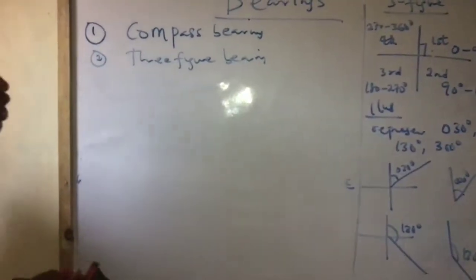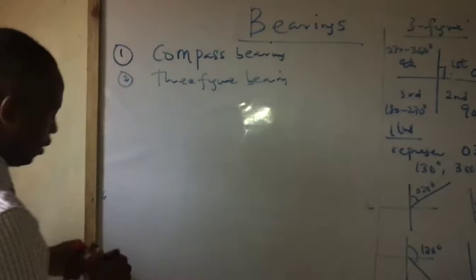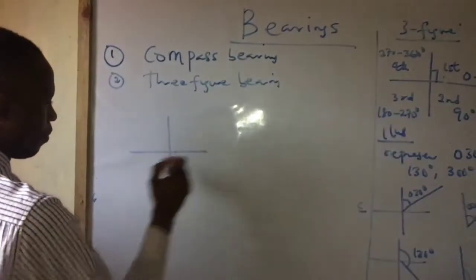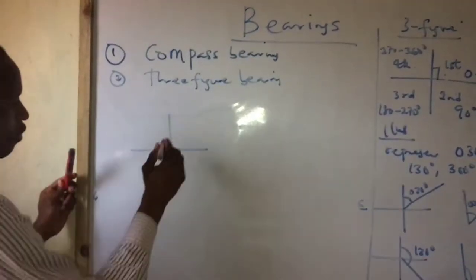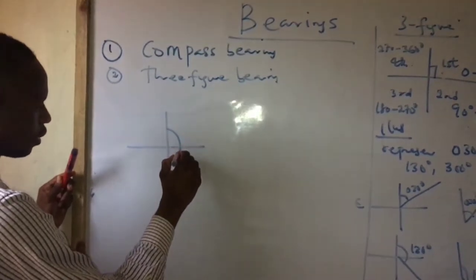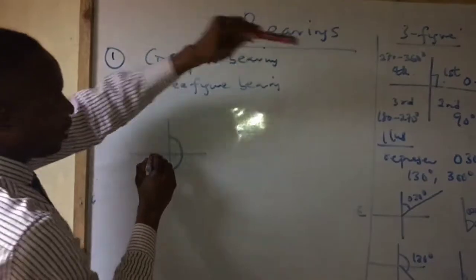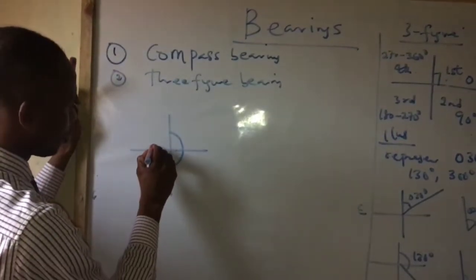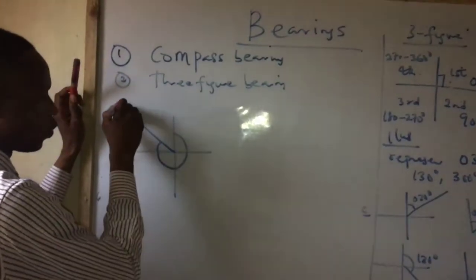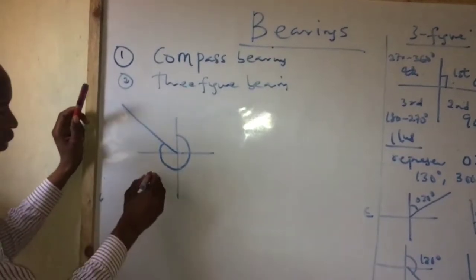The last one, we have the 300. It is the same diagram. We have 90, 180, 270, and don't forget 360 is here. So that's from 270 to 360. So 300 will be somewhere here. It goes this way. So this is our 300.